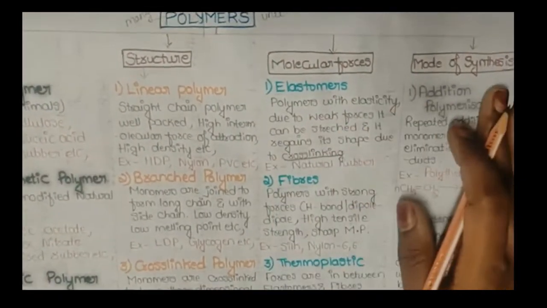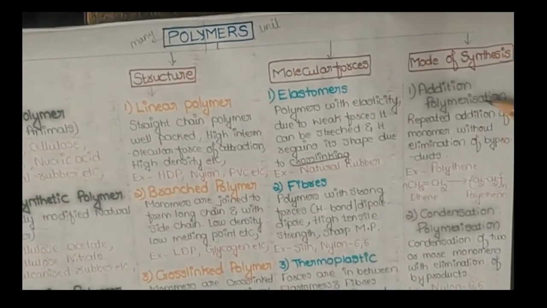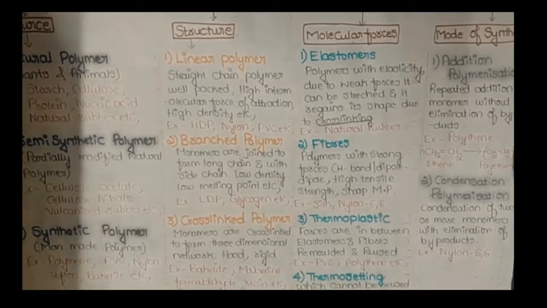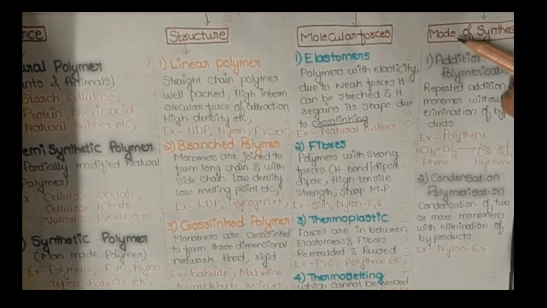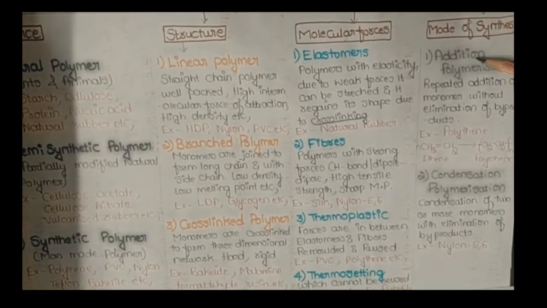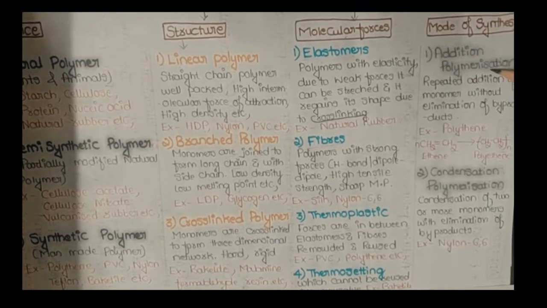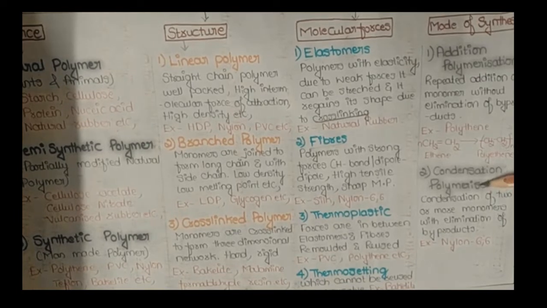Let us move on to the last classification, which is based on mode of synthesis. Okay, so the last classification is based on mode of synthesis. So here, based on mode of synthesis, we have two types. One is called addition polymerization and another one is condensation polymerization.